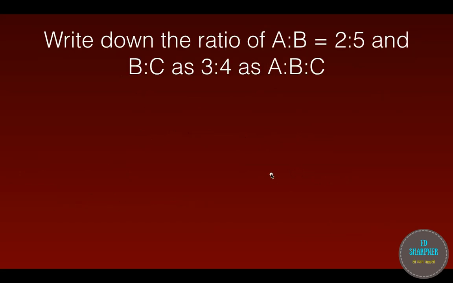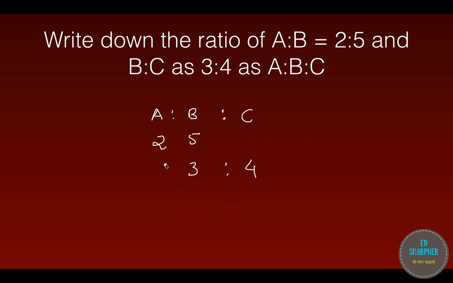So this is another problem. Write down the ratio of A is to B equal to 2 is to 5 and B is to C as 3 is to 4, as A is to B is to C. Now this is a very good problem. Let's write down A is to B first and then we'll write B is to C. The ratio of A is to B is 2 is to 5 and the ratio of B is to C is 3 is to 4. Note how I have written the ratios right beneath each other.